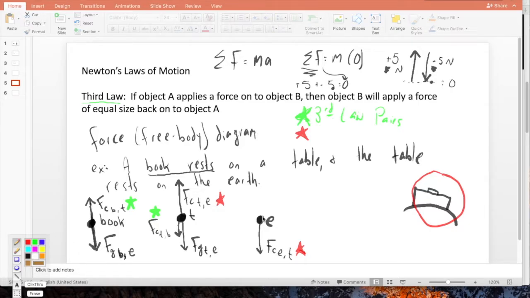If object A applies a force onto object B, then object B will apply a force of equal size back. Think about it. These gravitational forces, the Earth pulls on the book. The Earth pulls on the table. By Newton's third law, what must the book and the table do back to the Earth? They must pull as well.